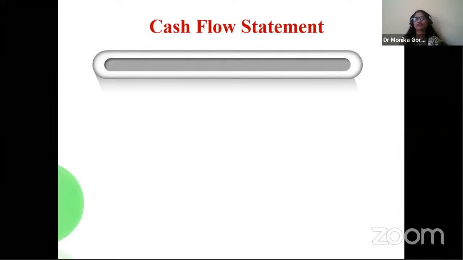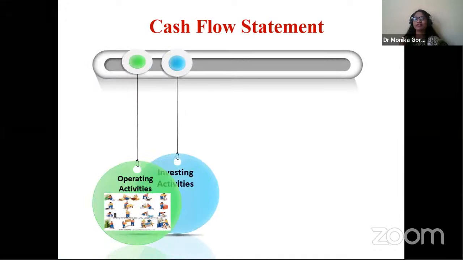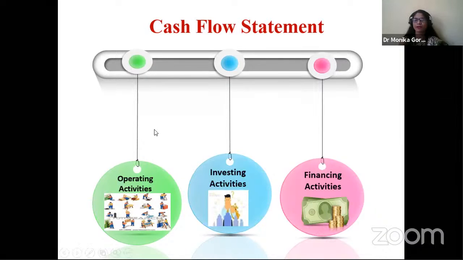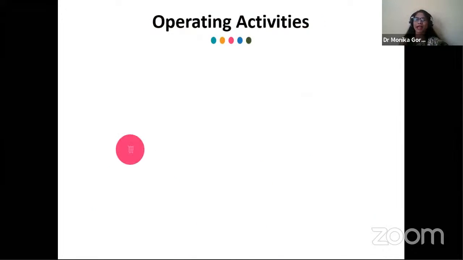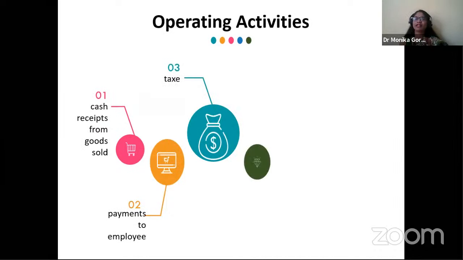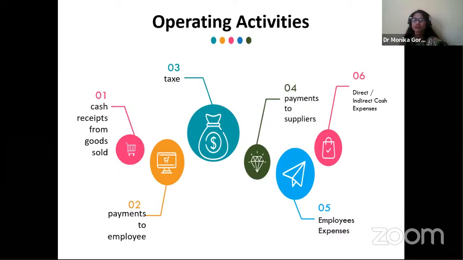So the cash flow statement is again divided into three: operating activities, investing activities, and financing activities. The first activity in the cash flow statement is operating activity. What does operating activity mean? Operating activity means the operational activities of that particular company, the core activities of the company, like purchase and sale of goods, payments to employees, regular tax, payments to suppliers, any training given to the employees, any expenses incurred for the employees, your direct and indirect expenses. Everything will come under your operating activities.